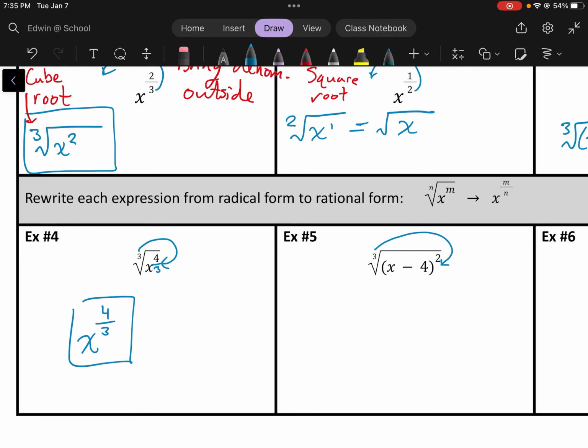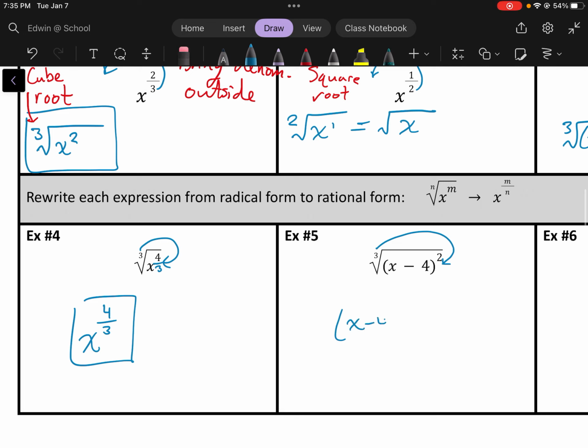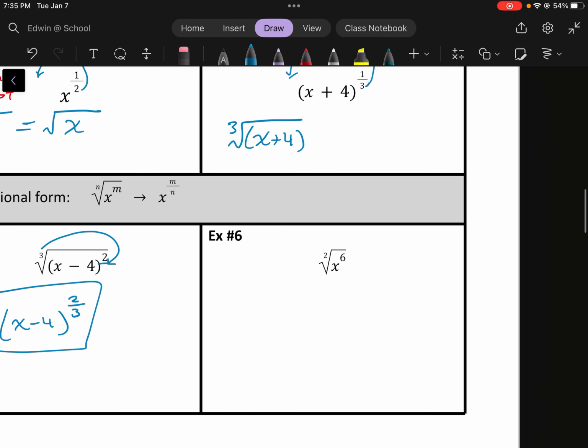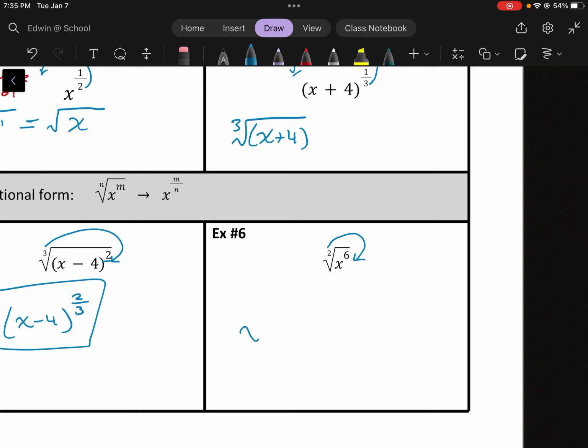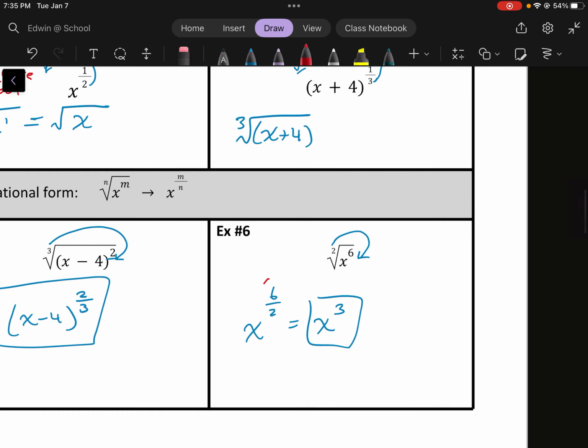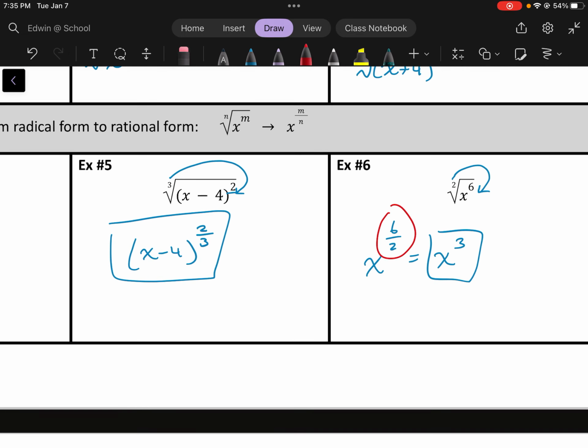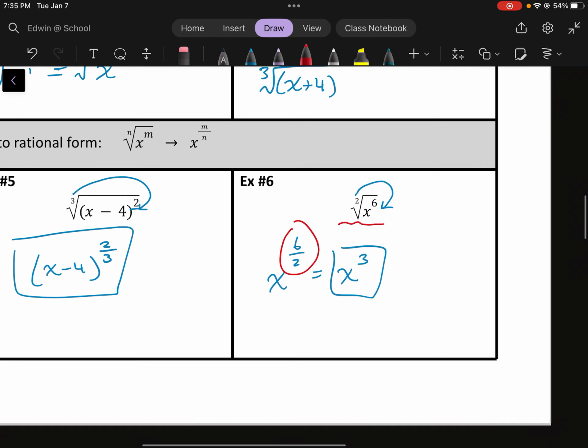Very similar case, we have x minus 4 to the power of, well, that 3 gets put under, so we just have 2 over 3. Super easy. Finally, this 2 goes underneath, so we have x to the power of 6 over 2, which is going to be x to the third. The reason why we have x to the third is because this is just a simple calculation: 6 divided by 2 does simplify into 3. So this is the point of doing this. It's not so intuitive to see this expression and understand that it's going to equal x cubed. But if we rewrite it as a rational exponent, then we could see that we could cancel it out.